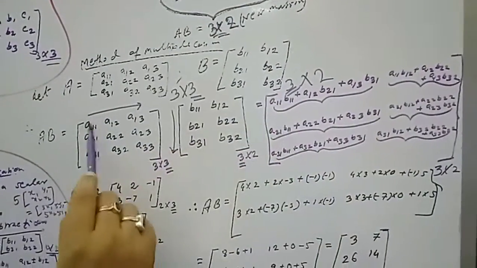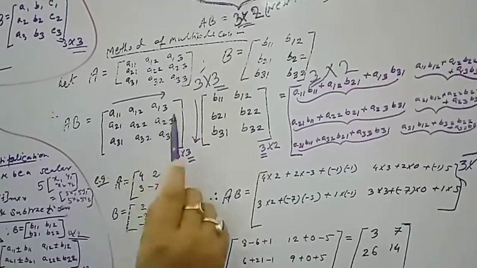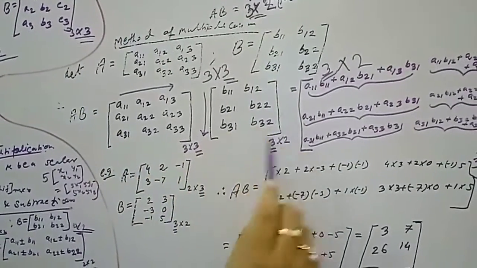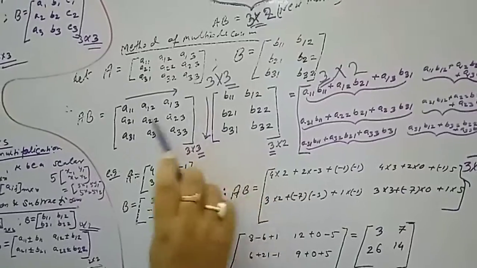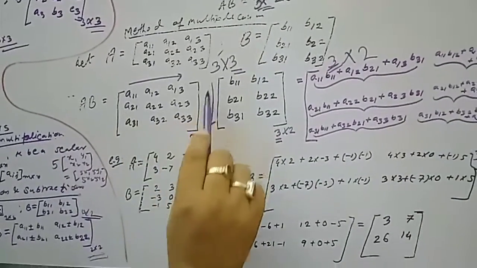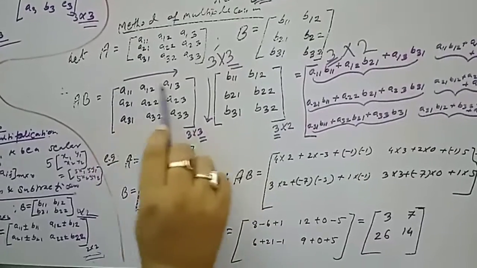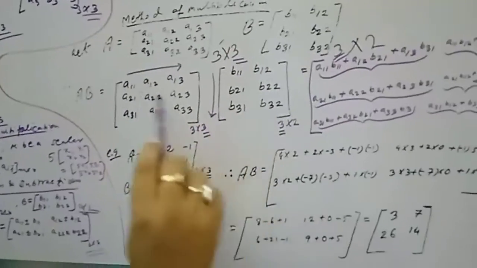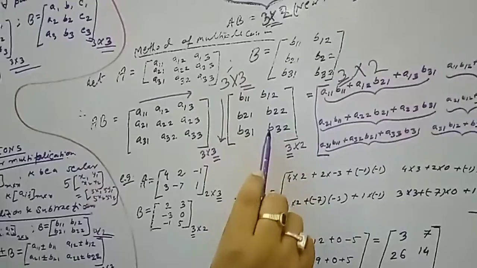How to multiply? A11, A12, A13, write in this way and write in this way. Just write these two matrices in this way. So row by column will be multiplied. First row will multiply to first column, first row will multiply to second column.